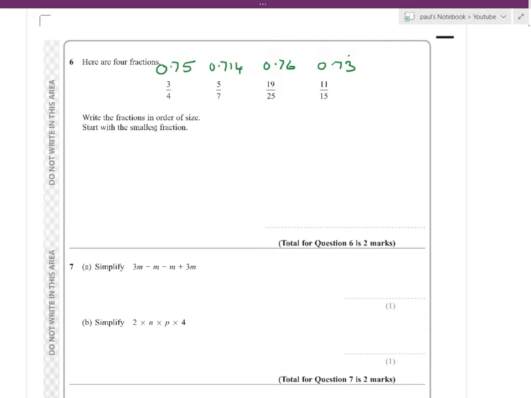The smallest, this one, 5/7, then 11/15, then 3/4, and lastly, but not least, 19/25.